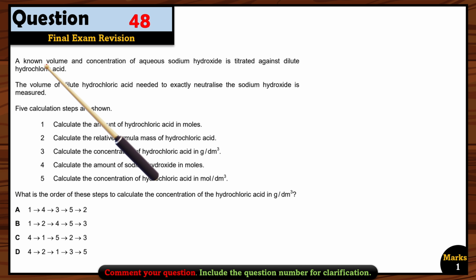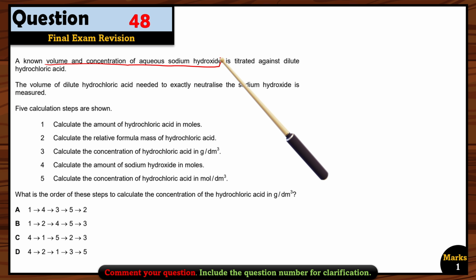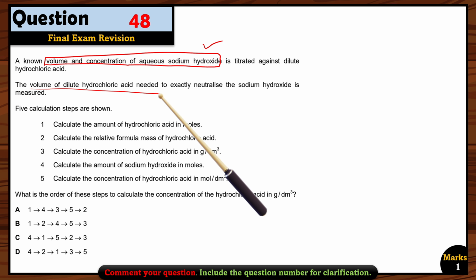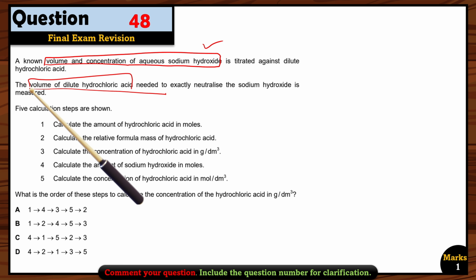So we already know the volume and concentration of aqueous sodium hydroxide, right? So what does it mean? We already know this information. Then the sodium hydroxide is titrated against dilute hydrochloric acid. The volume of dilute hydrochloric acid needed to exactly neutralize it is measured. So we have to find the volume of HCl that is needed to exactly neutralize this sodium hydroxide, right?